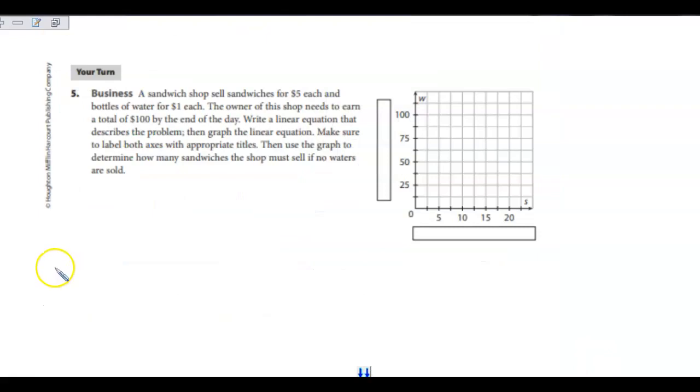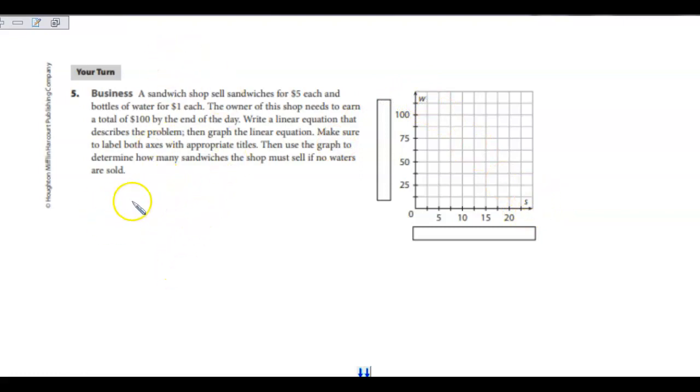It says a sandwich shop sells sandwiches for $5 each and bottles of water for $1 each. The owner of the shop needs to earn a total of $100 by the end of the day. Write a linear equation that describes the problem, then graph the linear equation. Make sure to label both axes with the appropriate titles, then use the graph to determine how many sandwiches the shop must sell if no waters are sold. And it looks like they're using W for water and S for sandwich.